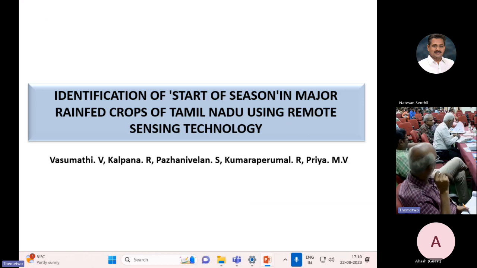Is it your PhD or PG? This is my PG work. So how are you using the MODIS data? 250 meter resolution MODIS data. Can you cover the whole of Tamil Nadu? And how many temporal data have you observed? The 16 days once, downloaded. 16 days once.